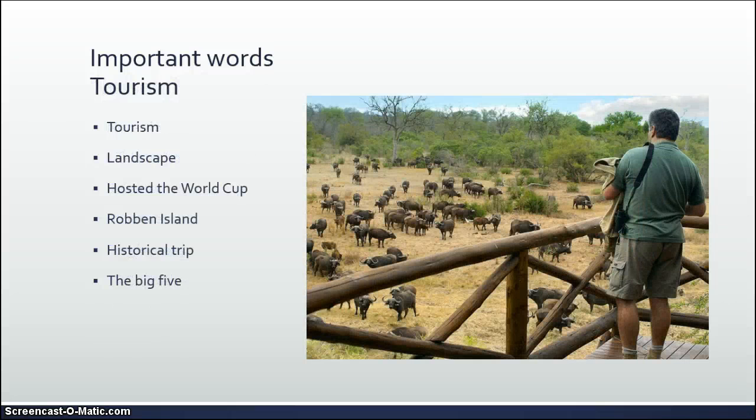Today, South Africa is known for many things, but if you're a tourist, if you go there and the purpose of your trip is tourism, perhaps you will see some beautiful landscape. Perhaps you will see some of the big stadiums where they played the World Cup, because South Africa hosted the World Cup not so long ago. Perhaps you'll also go to Robben Island. That's the place where Nelson Mandela was imprisoned for many years.